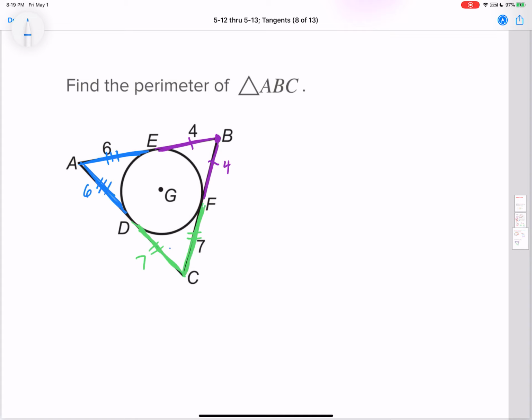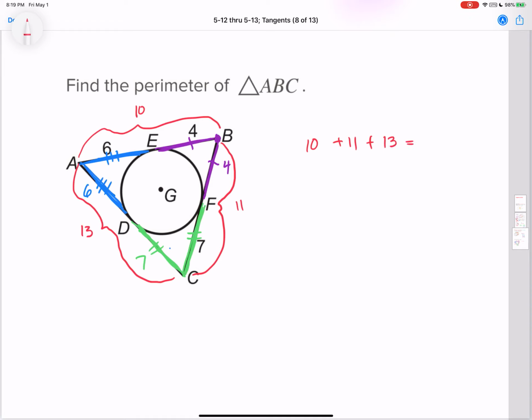They want us to calculate the perimeter. That's simple enough. The perimeter of this triangle just means adding up the distance around the entire triangle. So 6 plus 4 gives us 10. We have 4 plus 7, from here to here, which gives us 11. Then we have 6 plus 7, which is 13. If we add those together, that gives us our perimeter, which ends up being 34 units.